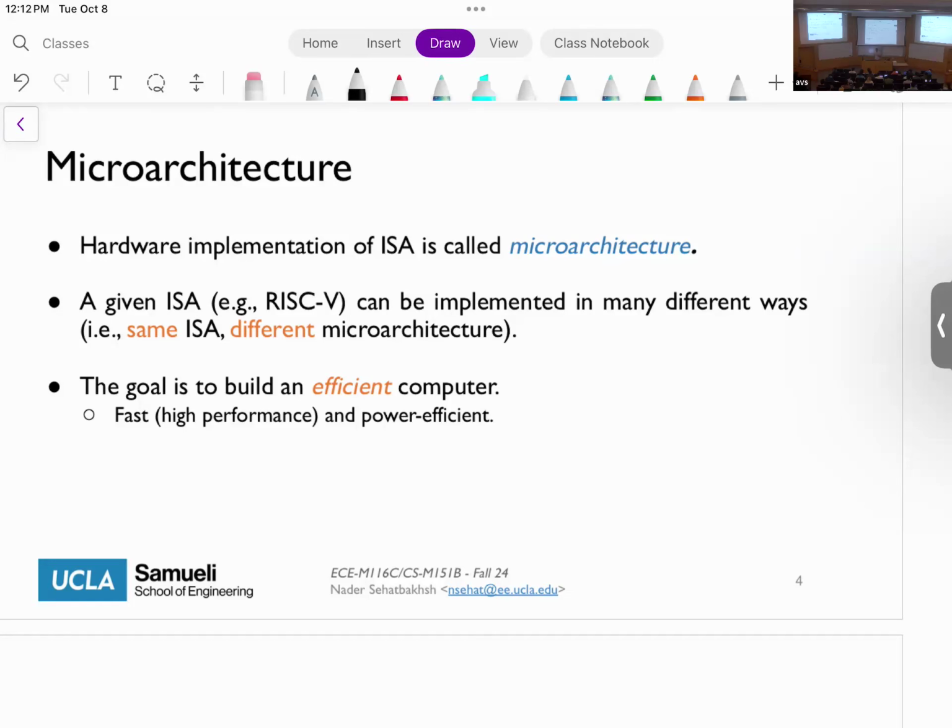So there are these trade-offs that you're constantly considering, and based on that, making a decision. Okay. So just keep in mind that there could be the same ISA but different microarchitectures. We're going to particularly talk about a very specific microarchitecture in this class, and that is what you also need to implement in your project. But keep in mind that there are other ways of implementing the same ISA.